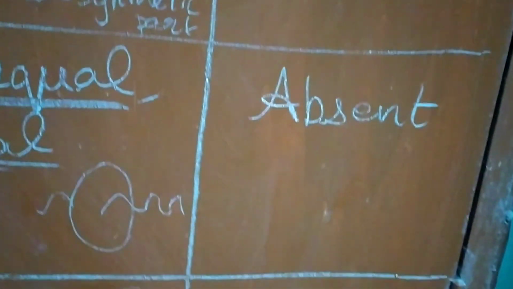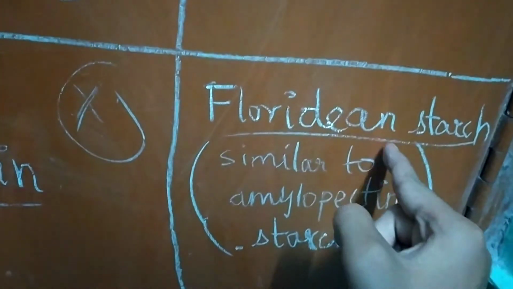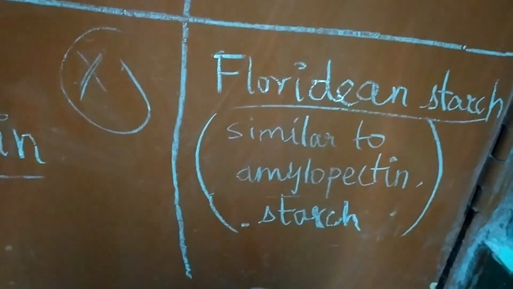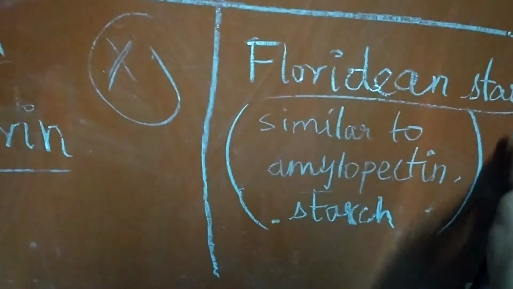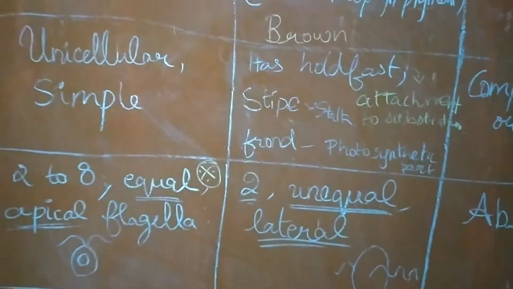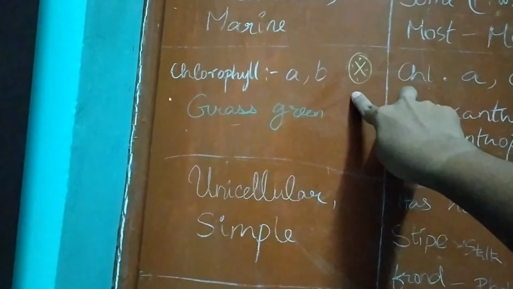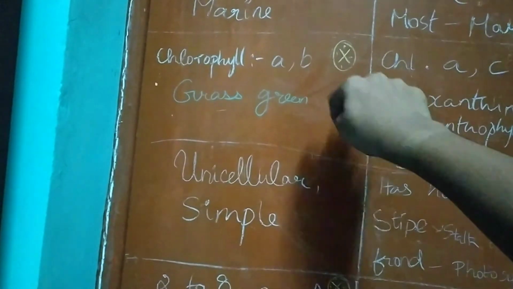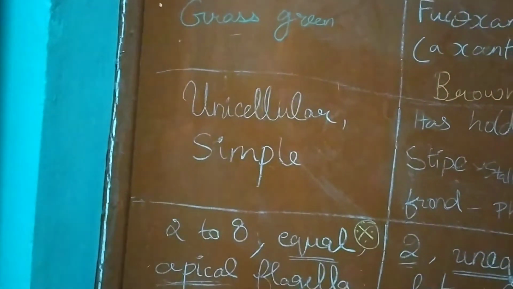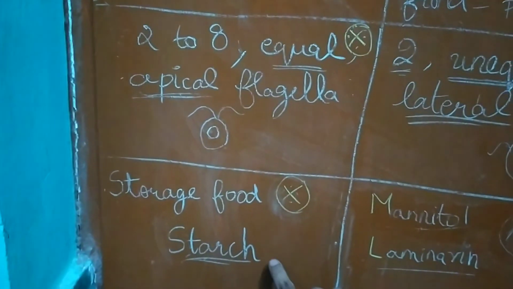And the third thing is Rhodophyceae. Rhodophyceae stores its food in the form of Floridian starch, right? Floridian starch is similar to amylopectin and also starch. This is also an important thing. And what are the important things in this table are the chlorophyll pigment constituents and the flagella position and number and the storage of food.